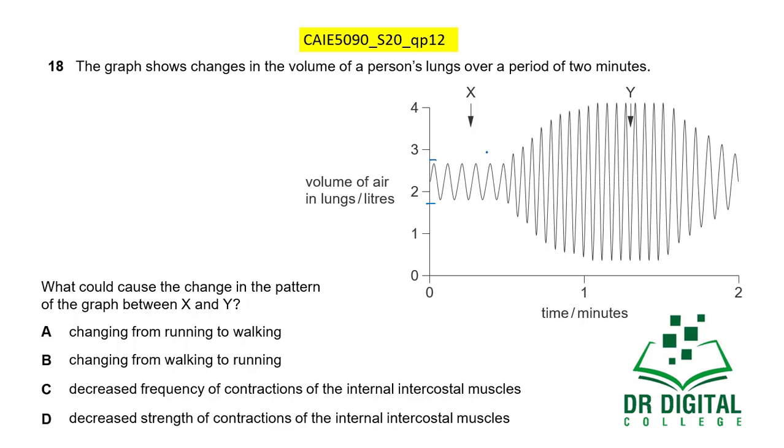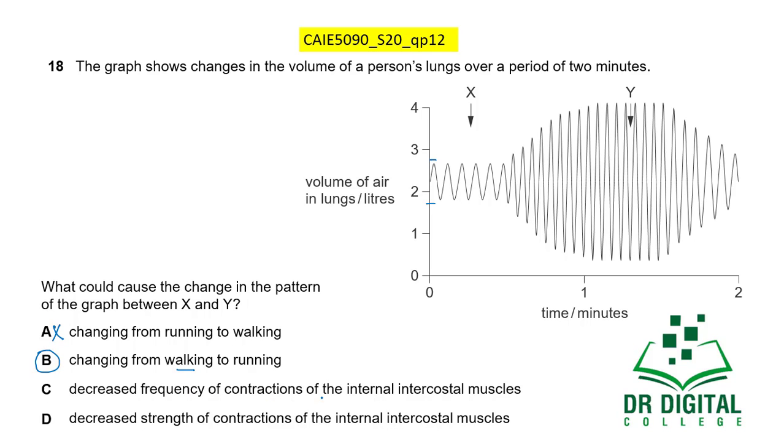Means at X some strenuous exercise or strenuous activity is about to start, and then it is started, then the lung volume is increased. The person is deeply breathing, deep breath in, deep breath out. So changing from running to walking. So this is decrease in activity. This cannot increase the breathing depth. Changing from walking to running, yes, this is the strenuous activity. This can be possible that when the person is walking, this lung volume is less, but when the person will start running, the lung volume will increase.